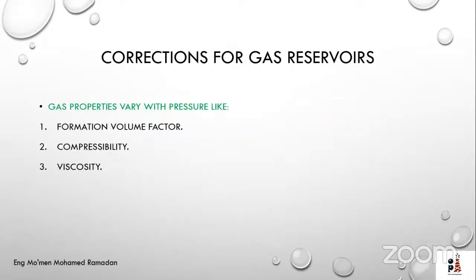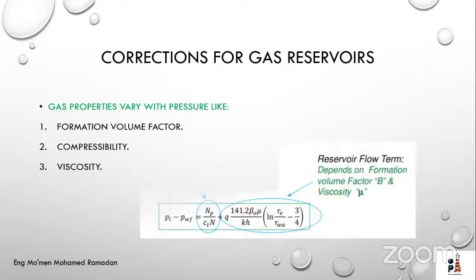So let's see how this is implemented in the equations for a gas reservoir. As I said, the gas properties, like the formation volume factor, the compressibility, and the viscosity, vary with pressure significantly in the case of a gas reservoir. Okay, so if we take this equation developed for an oil reservoir, as you see, pi minus pwf equals what we call the depletion term, which is Np divided by ct N. N is the original oil in place, guys, Np is the cumulative oil production, and ct is the total compressibility.